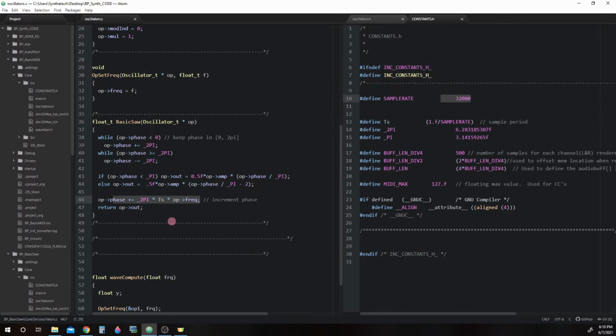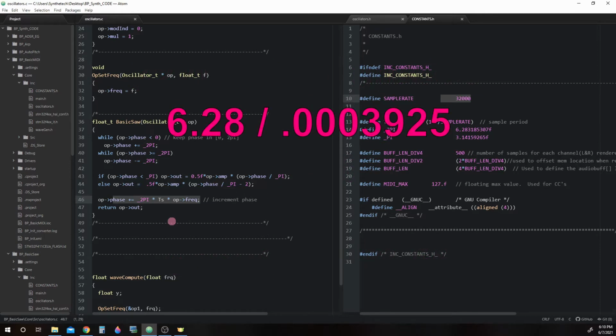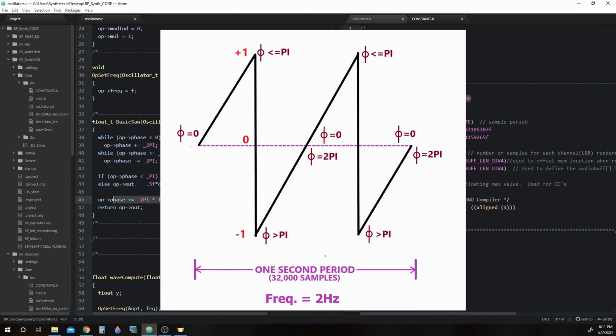And if we divide 6.28, which is just 1 full phase range, by 0.00003925, the result will be 16,000. This is half the amount of samples in 1 full phase range, so we now have 2 full cycles using the same 32,000 samples per second.